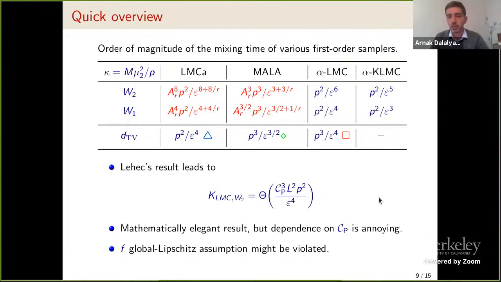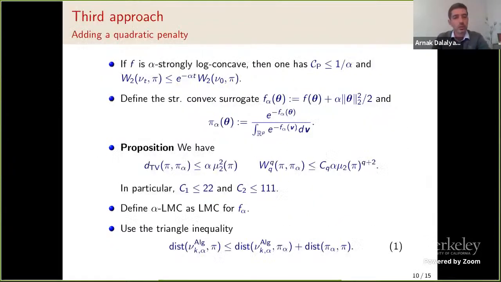And another annoying point is that the function f is assumed to be globally Lipschitz, which might be violated in some situations. In a very simple case, if you assume a Gaussian distribution with degenerate covariance matrix, then the function is not globally Lipschitz. It's globally gradient Lipschitz, but it's not globally Lipschitz. Okay. So let us move to the third approach that we have used in our paper, which is probably the simplest approach. It is based on the convexification trick.